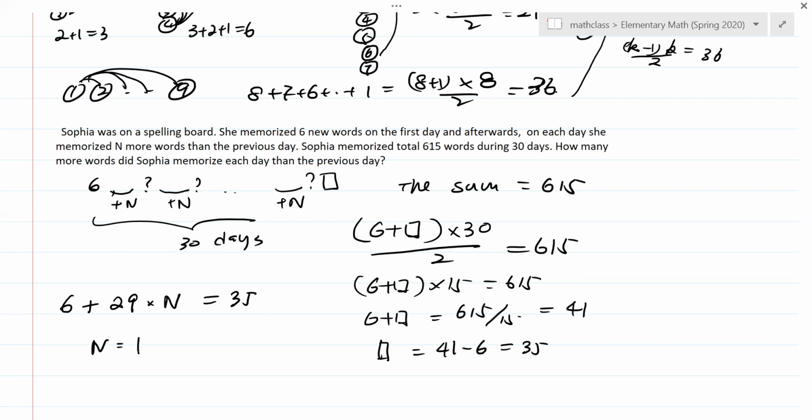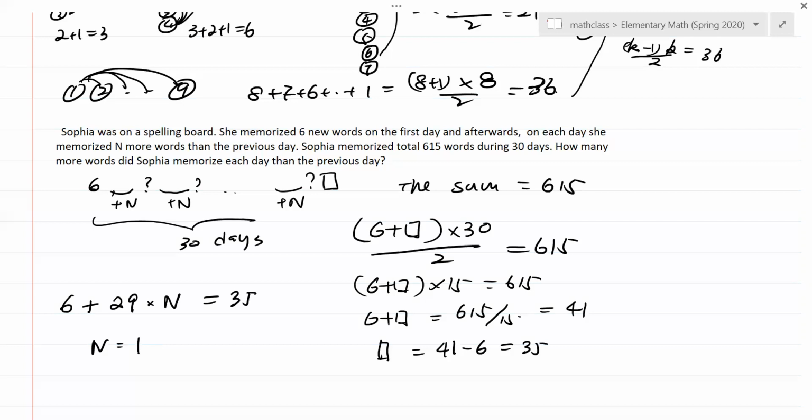Okay, so this is a complicated problem, with several steps. Step 1, I needed to know how many words memorized on the last day, and you use a formula. Okay, so let me repeat again. Yeah, there is a lot of uncertainty here, so you know that.